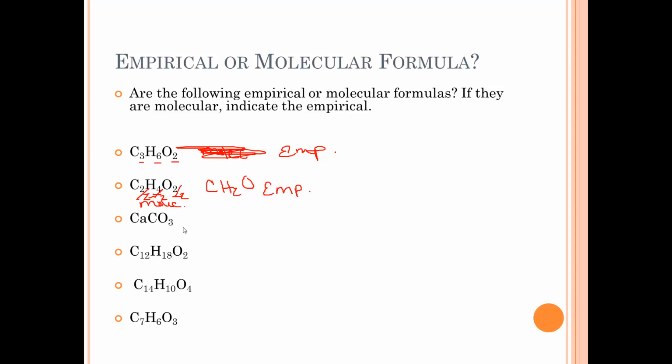CaCO3. 1 calcium, 1 carbon, 3 oxygen. I can't reduce that down anymore, so this is empirical. C12H18O2. Those are all divisible by 2, which means that this is the molecular formula. And the empirical formula must be C6H9O.